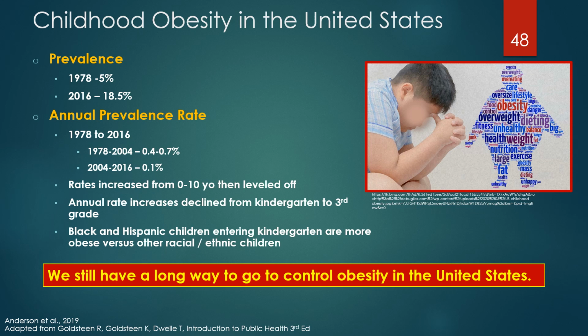Rates increased steadily through approximately 10 years of age and then leveled off. Generally, the prevalence rate of increase from kindergarten to third grade declined. Black and Hispanic children entering kindergarten were more likely to be obese versus other racial or ethnic groups. Though the public health tools we've discussed seem to be working, we still have a long way to go to control obesity in the United States.